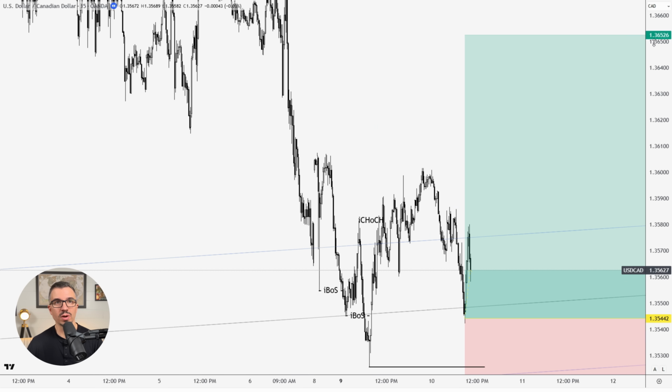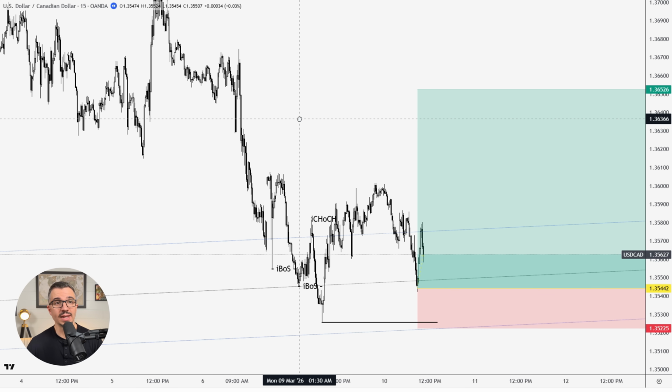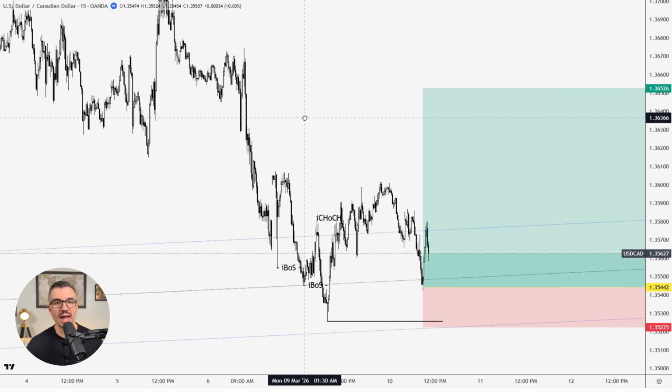Now, in terms of a risk reward, let's talk about that for a second, because that's another key component here of my system. I have a 3R minimum.